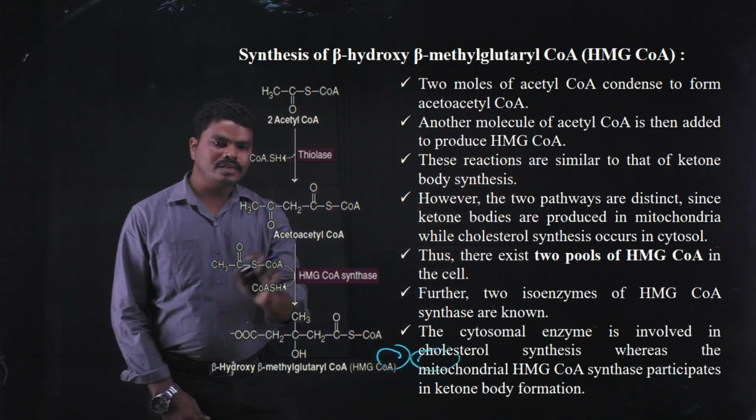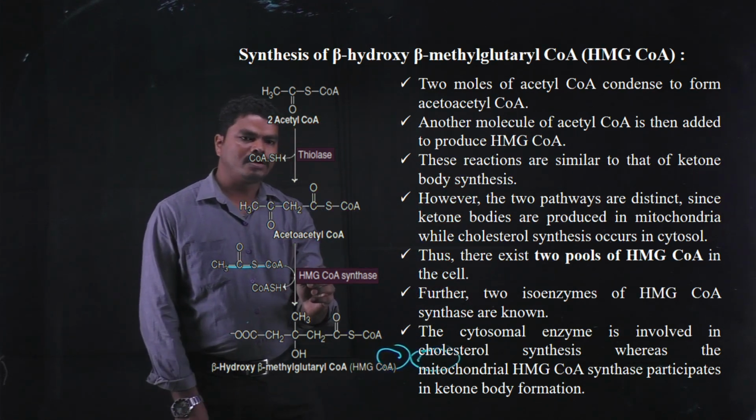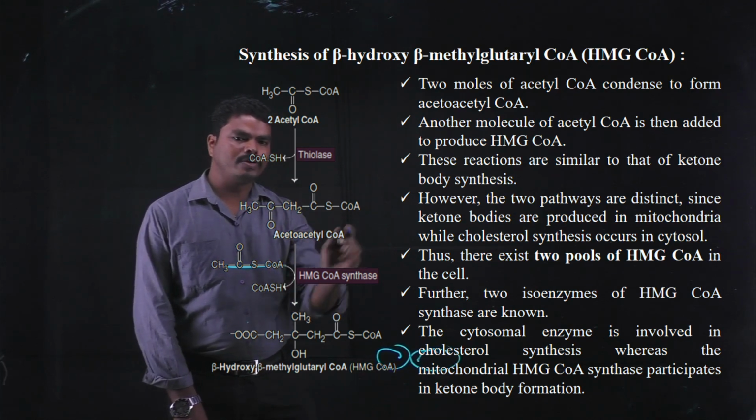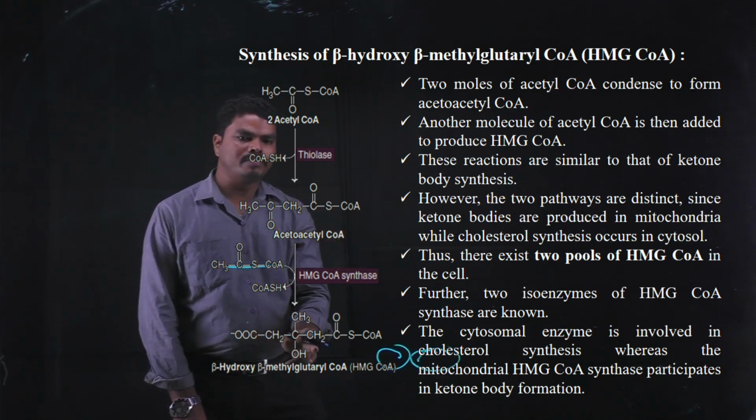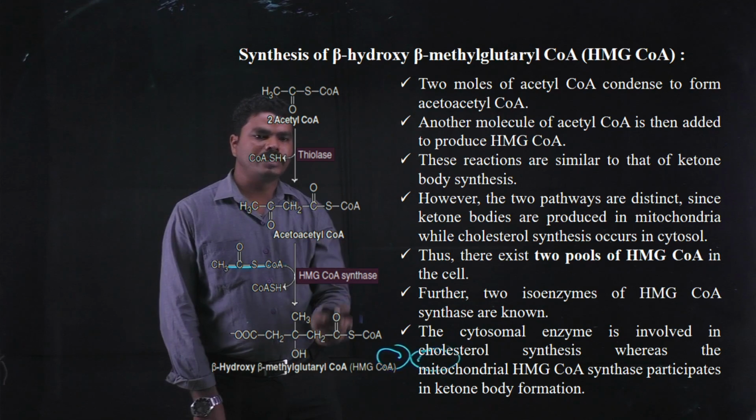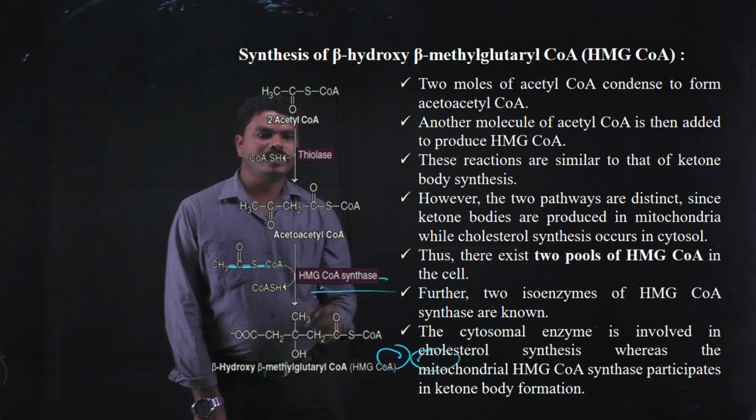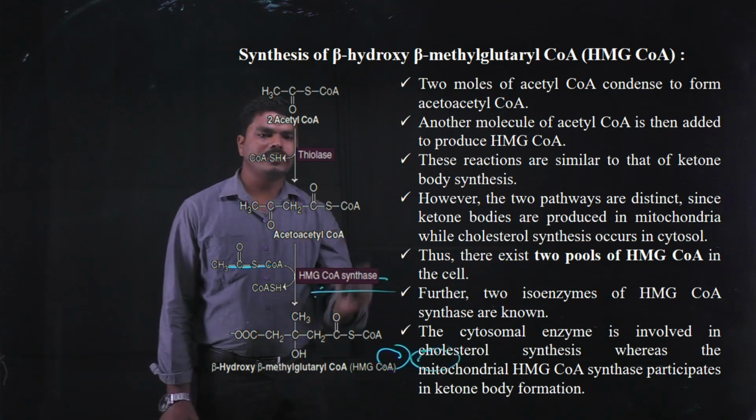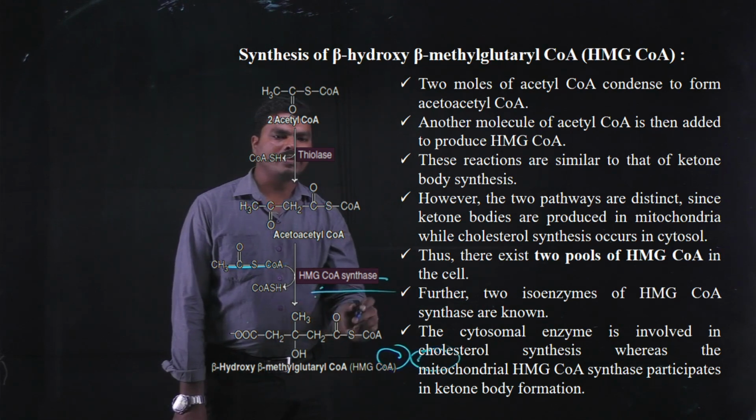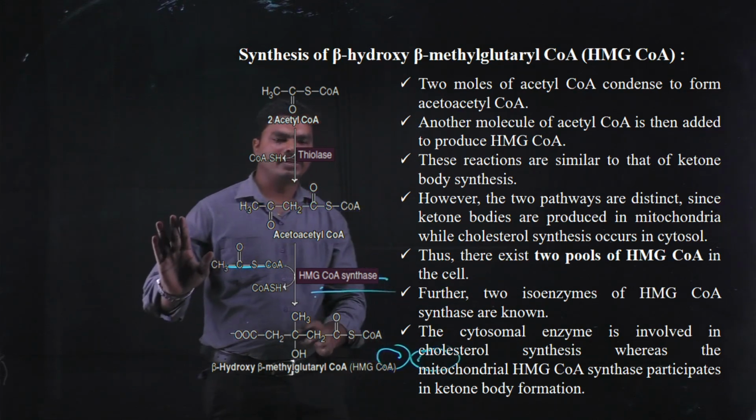So again there is an acetyl CoA. Again one acetyl CoA is involved, or that will be added to this acetoacetyl CoA to produce the beta hydroxy beta methyl glutaryl CoA, that is a HMG CoA. And this reaction, or the conversion of acetoacetyl CoA to HMG CoA is catalyzed by the HMG CoA synthase. This is the enzyme that will catalyze the conversion to beta hydroxy beta methyl glutaryl CoA or HMG CoA.